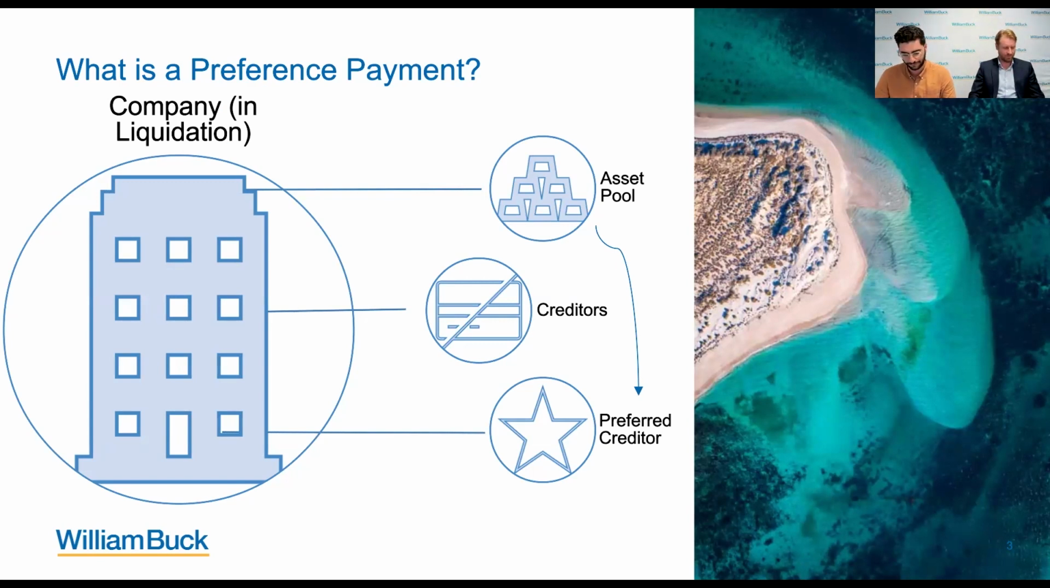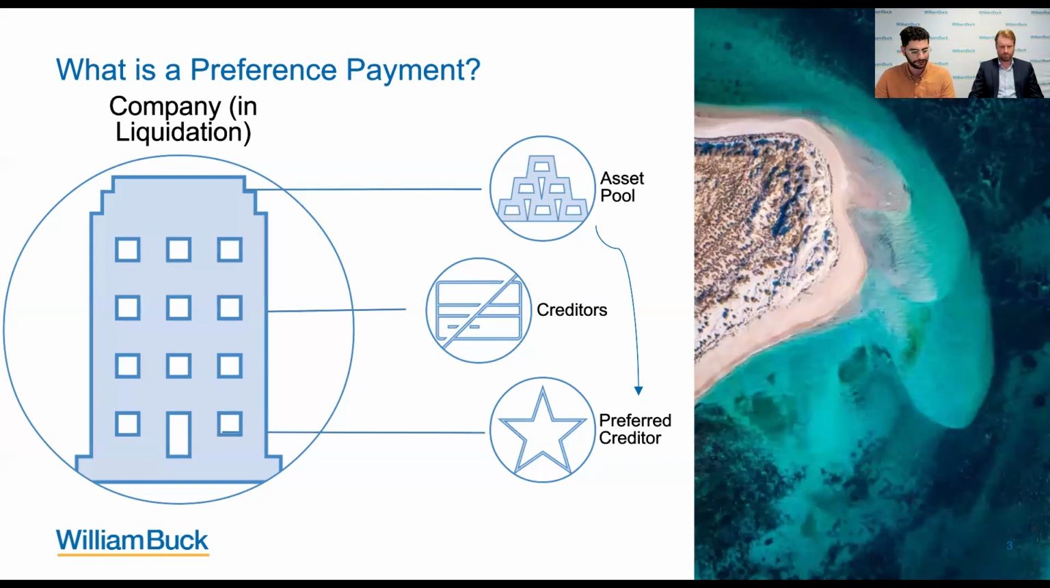The rationale for unfair preferences stems from the fact that in a liquidation, a company is insolvent, and by definition, they can't pay all of their debts as and when they fall due for payment. So what the Corporations Act does is it encourages insolvent companies to pay their creditors proportionally through a liquidation scheme. And it does this by penalising any creditor who may have received a disproportionate share of those funds, which in this case would be an unfair preference payment.